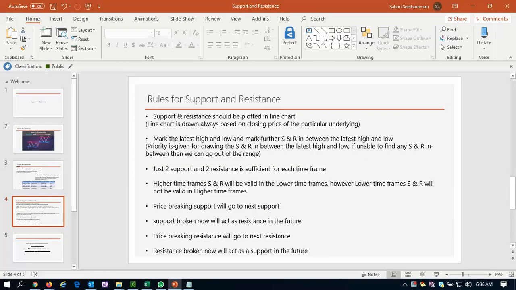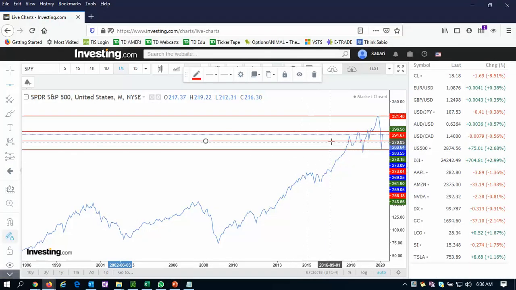Next rule, mark the latest high and low, and mark further support and resistance in between the latest high and low. So what is the latest high here? This is the latest high, this is the latest low. First I drew a resistance here and a support here, and I drew two lines, one for resistance, one for support, in between this high and low.